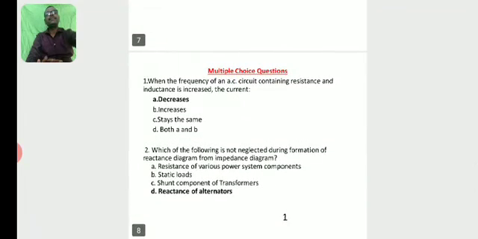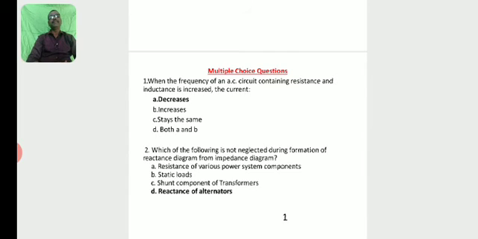Then multiple choice questions. When the frequency of an AC circuit containing a resistance and inductance is increased, the current: there are four choices, decreases, increases, stays the same, both A and B. The correct answer is decreases, because as the frequency increases, the inductive reactance increases.